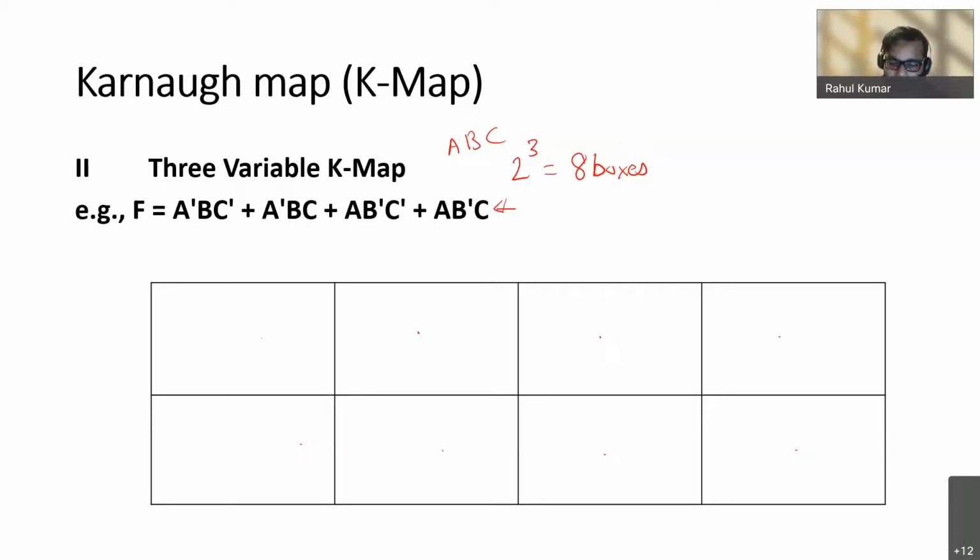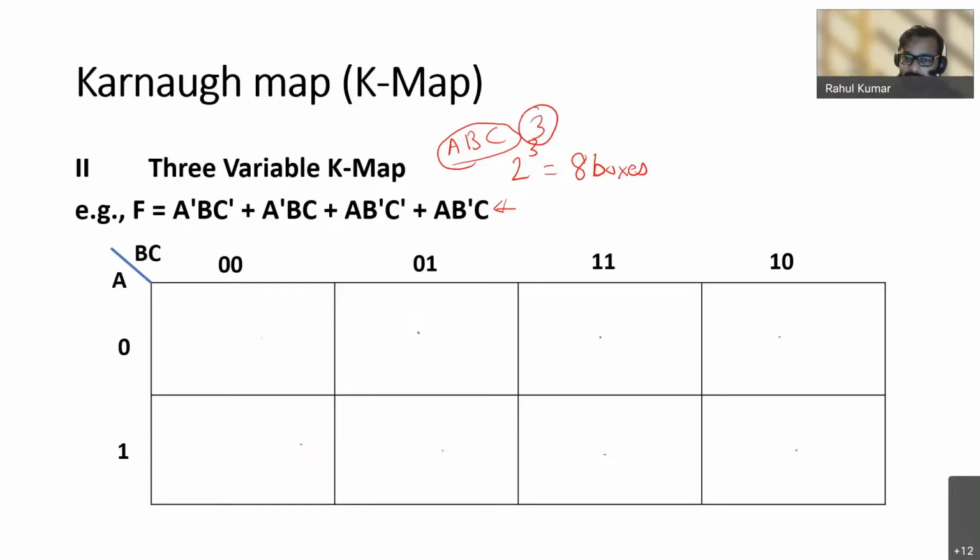Next step is to label the boxes. Since we have 3 variables, previously we had 2. In the previous example we took a on one side and b on the other, but now we have 3 variables. So we will take one of the variables along this side. I've taken a in this direction and the remaining 2 variables, b and c, in this direction. I will label along the vertical direction: the first box as 0, the second as 1.